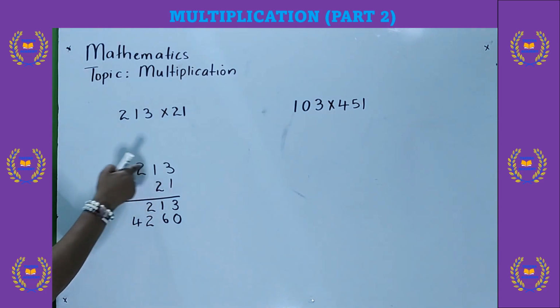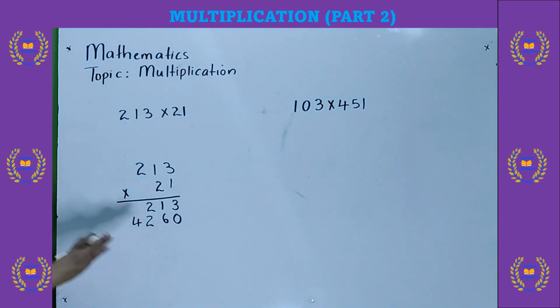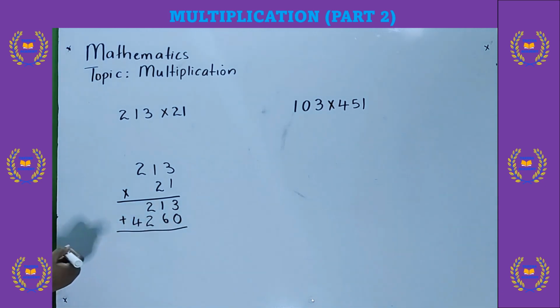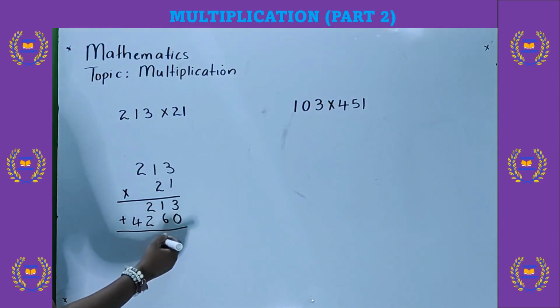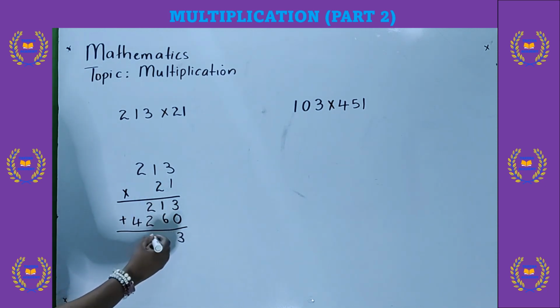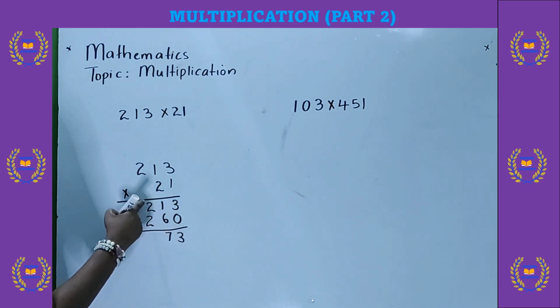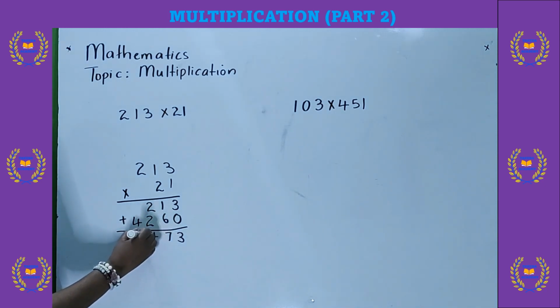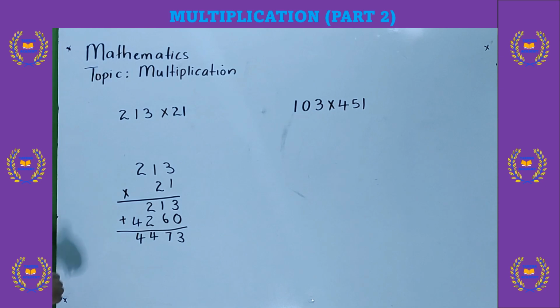Okay, so we multiply by 1, we multiply by 2, the multiplication aspect is finished. We now add these two numbers together. So 3 plus 0 is 3, 1 plus 6 is 7, 2 plus 2 is 4, and we put the 4 here. Okay, so our answer is 4,473.